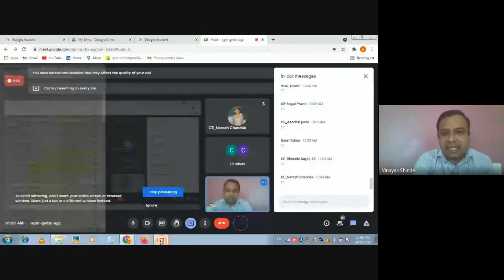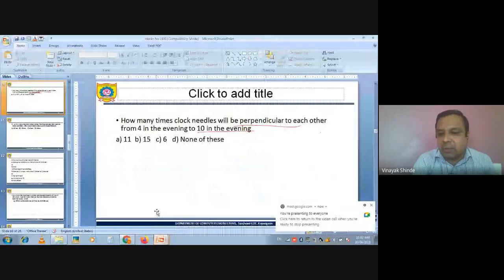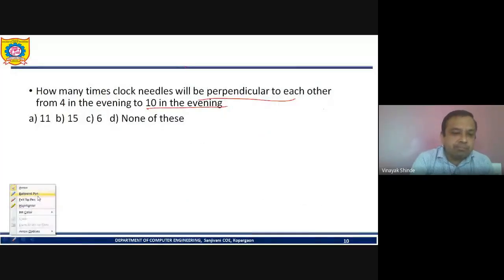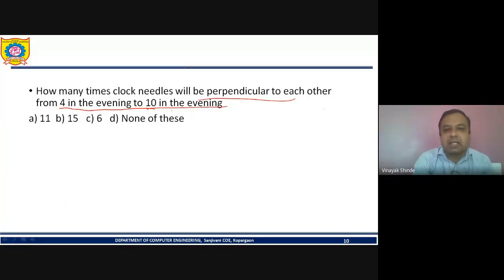So it is very easy. Again, it is a logical question because the time span is from 4 in the evening to 10 in the evening. How many hours are there? Total number of hours is 6. Okay, but actually it is from 4 in the evening to 10 in the evening.